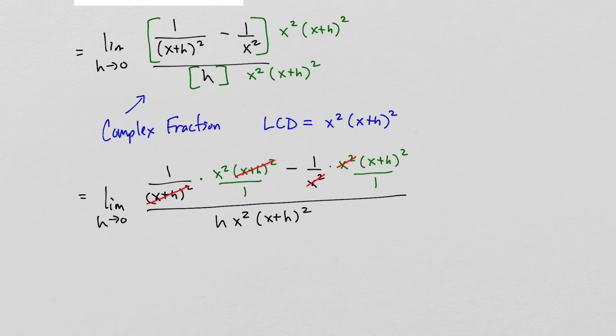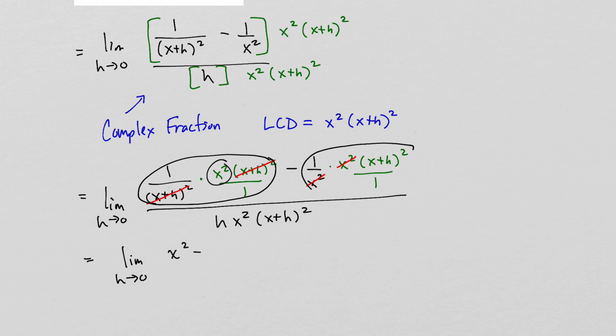And so in the numerator, what you have here is the limit as h goes to 0. All that's left out of all of this is x squared, minus all that is left here is (x plus h) quantity squared. And in the denominator, we have h times x squared times (x plus h) squared. So again, in the denominator, all you're doing is multiplying the h by your common denominator here, but don't multiply any of this out. Leave this in factored form.